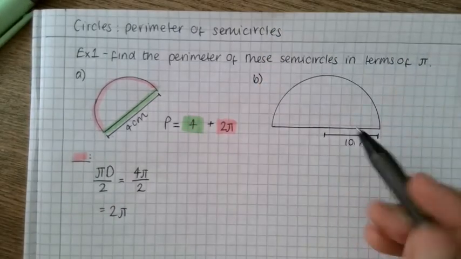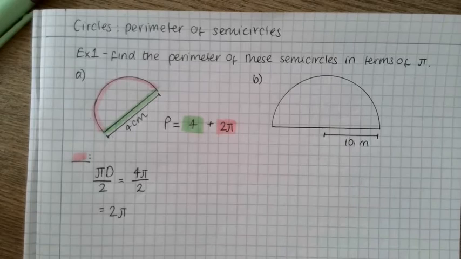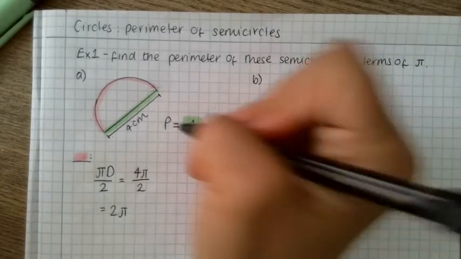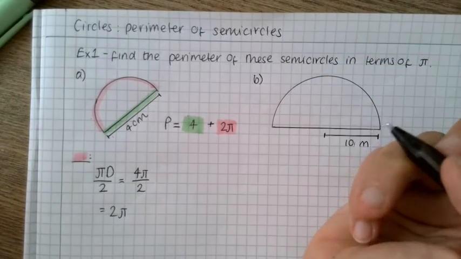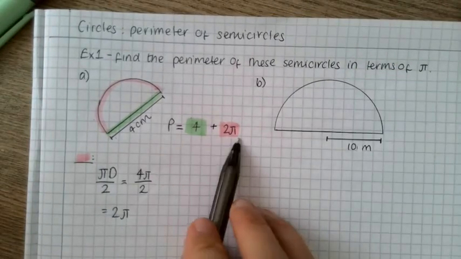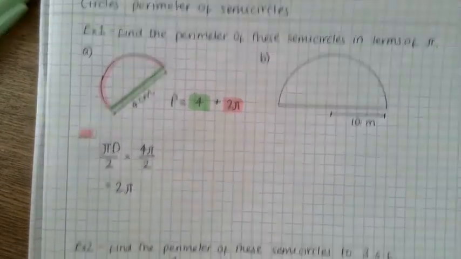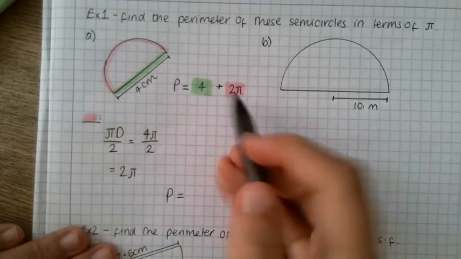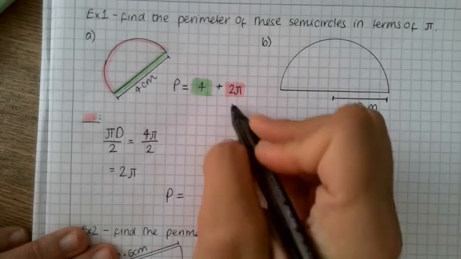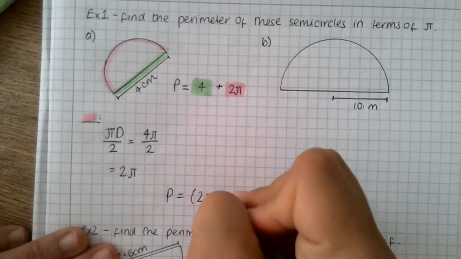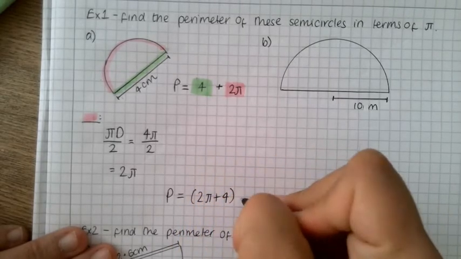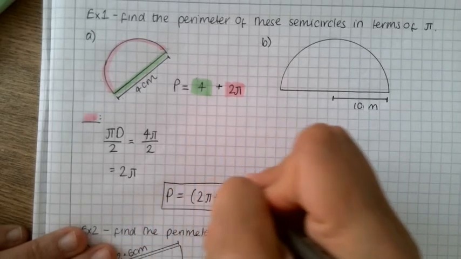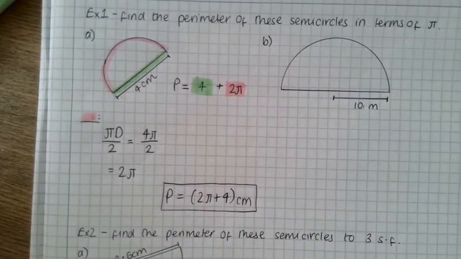And because I want to leave my answer in terms of pi, I'm actually finished, because 4 plus 2 pi, I can't collect the like terms there. There is no like term. So that's my full answer. So at the bottom of my work I'll put perimeter equals, and I'm going to put the pi term first, so 2 pi plus 4, and this is all in centimetres. So that's my final answer. Okay, so quite simple, right?